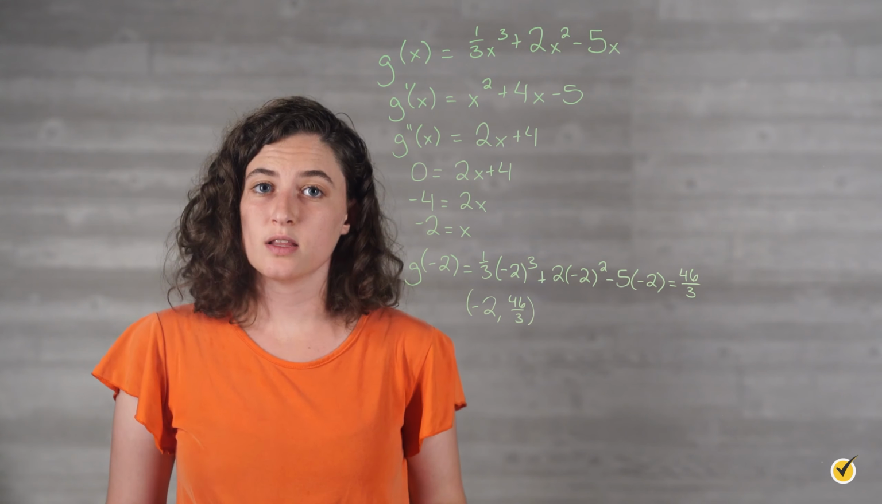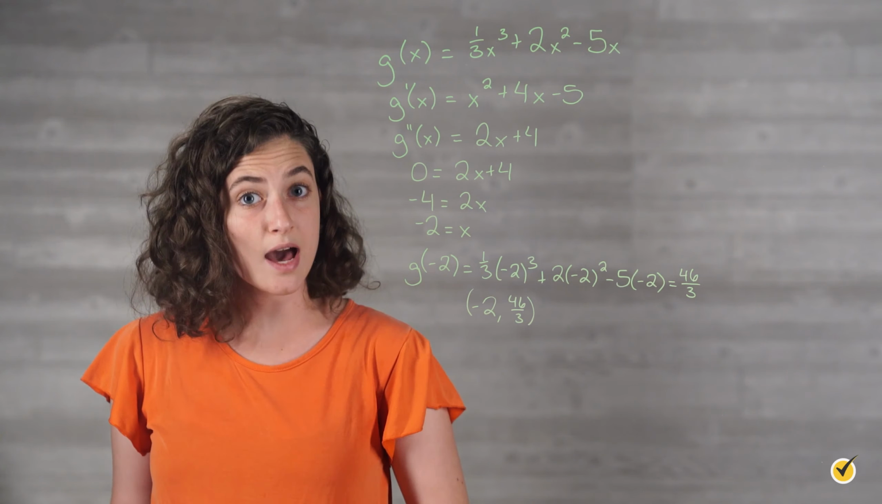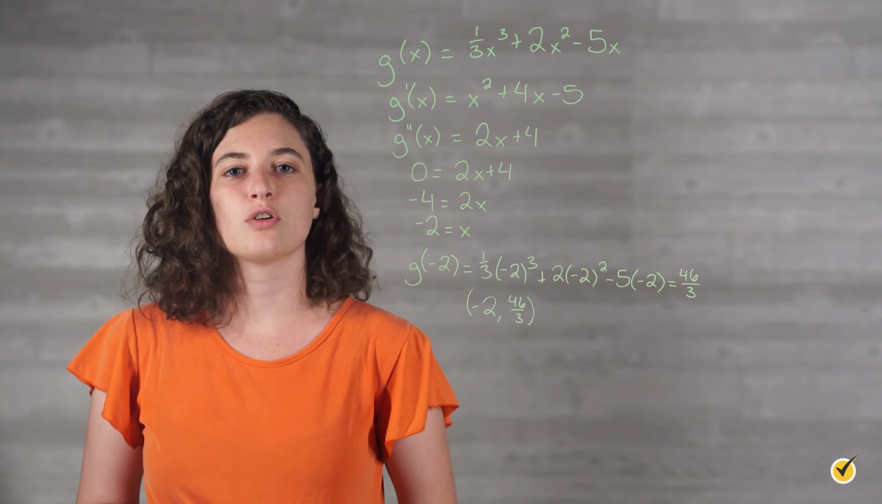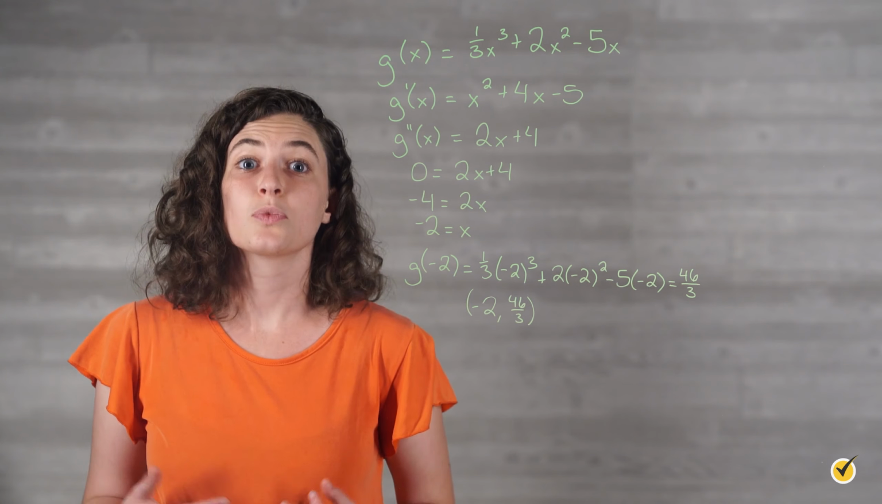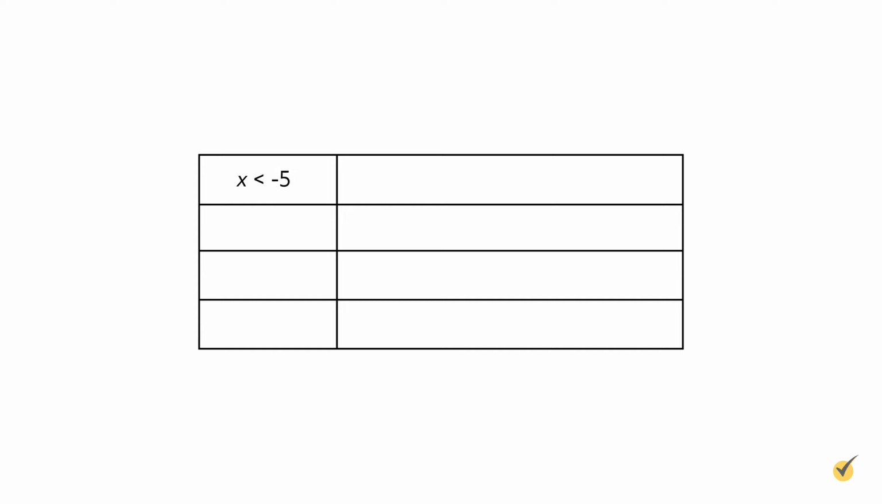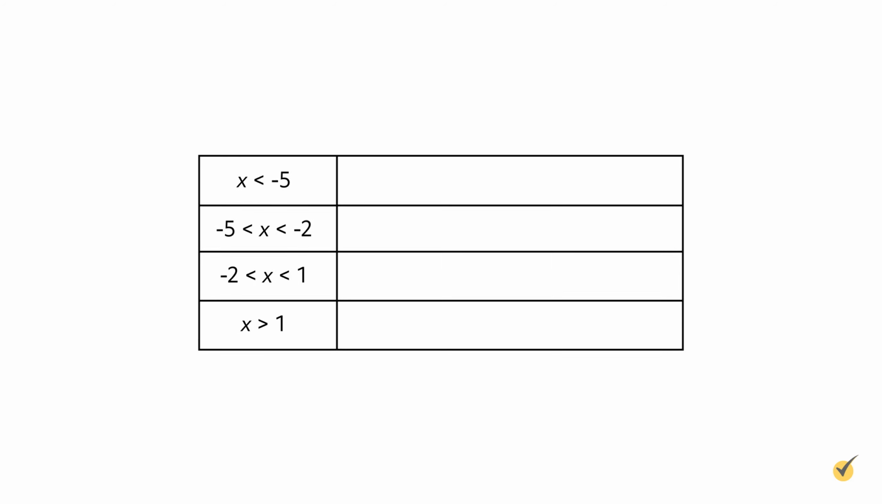The final task in this problem is determining the concavity of g over its different regions. Based on our work locating critical points and the inflection point, we will have to determine concavity for the following regions: points to the left of negative 5, points between negative 5 and negative 2, points between negative 2 and positive 1, and points greater than 1. In order to properly determine these concavities, let's refer back to our guide from earlier.